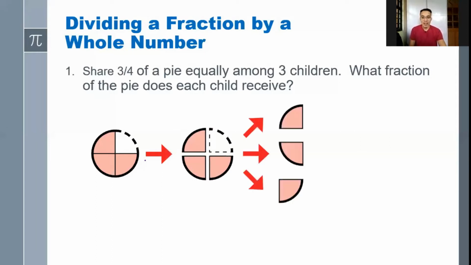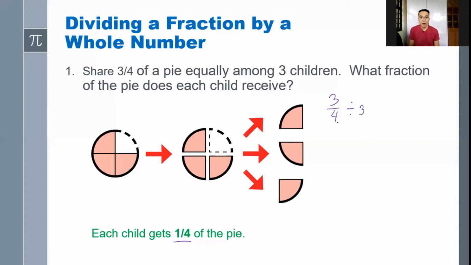So one child receives what fraction of the whole pie? One child gets 1/4 of the whole pie. So 1/4 is our answer. And by the way, we have here 3/4 divided by 3.